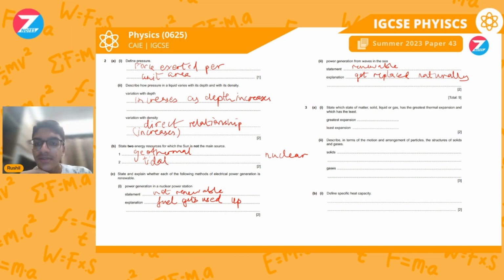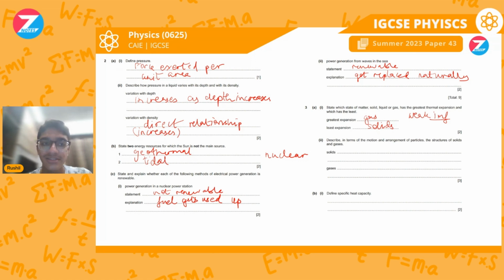State which states of matter, this is question 3 now, solid, liquid, or gas, has the greatest thermal expansion and which has the least. So, greatest thermal expansion is obviously gases and least is solids. It's simply because gases have weak intermolecular forces. So, they're just less forces against its motion. So, as temperature increases, as the particles gain kinetic energy, they move faster and thus they spread apart.